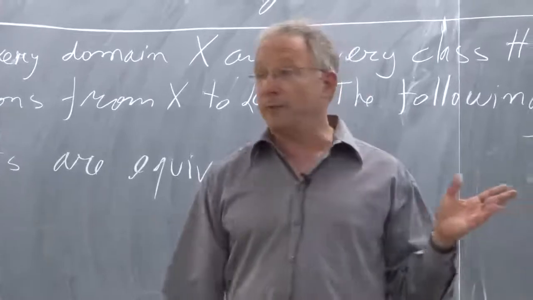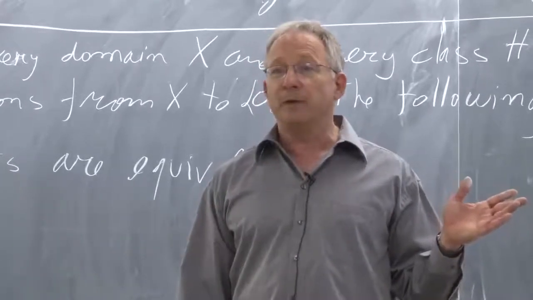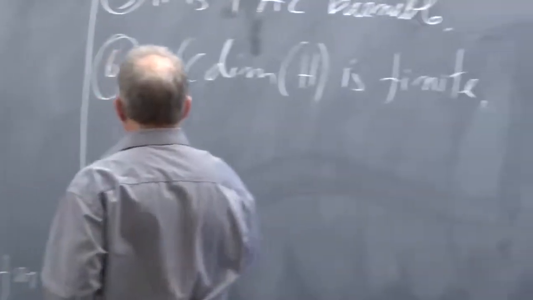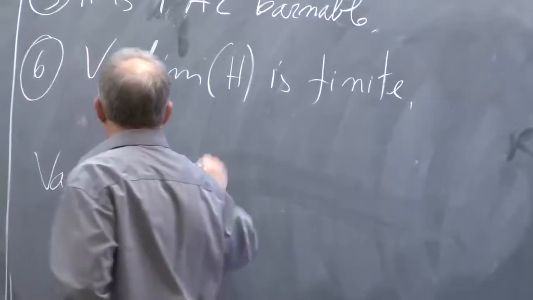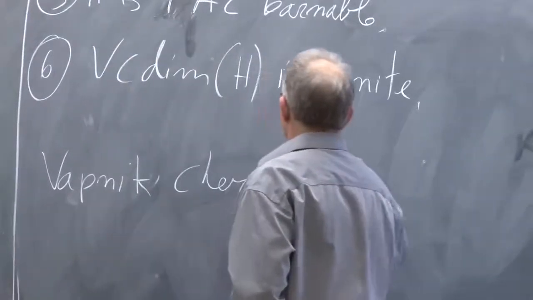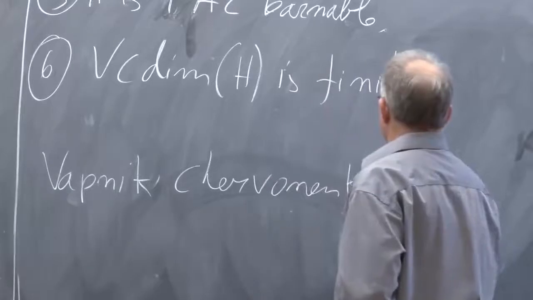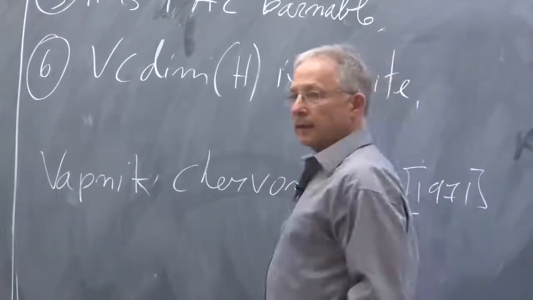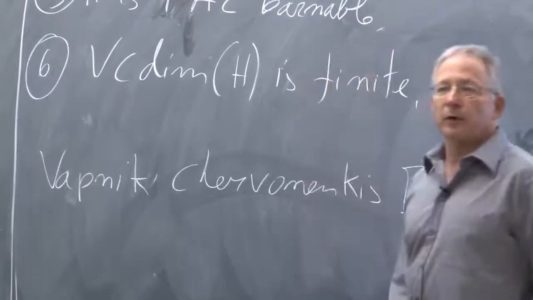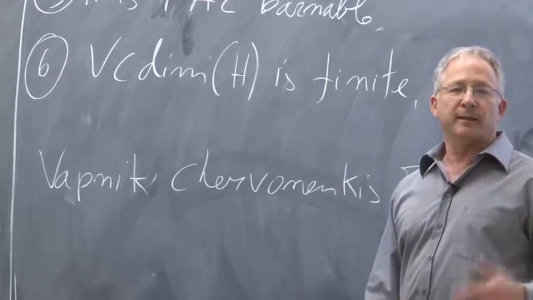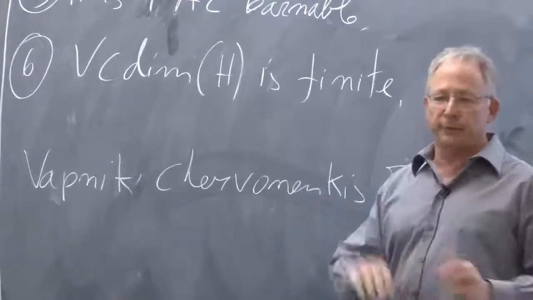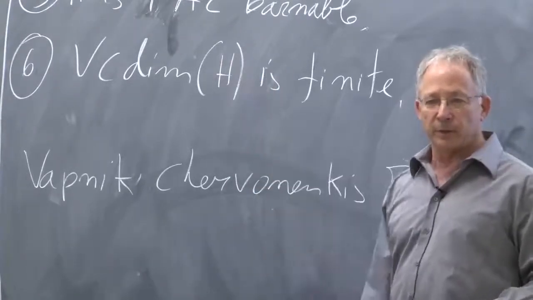This theorem, just for reference, was first proved by Vapnik and Chervonenkis. They proved it in 1971, but they did not talk about machine learning. They were statisticians. They talked about something in statistics which is completely equivalent. And they defined the VC dimension.